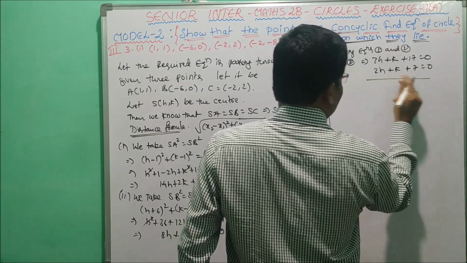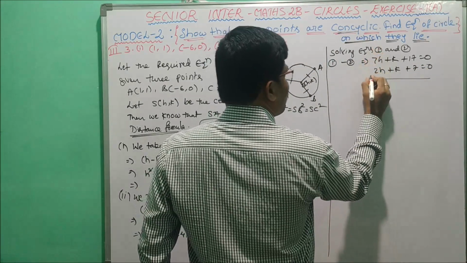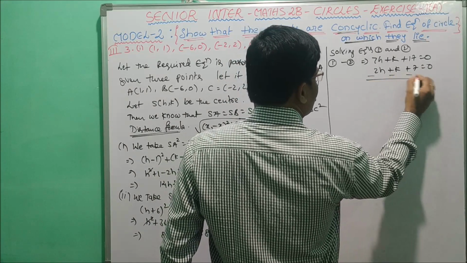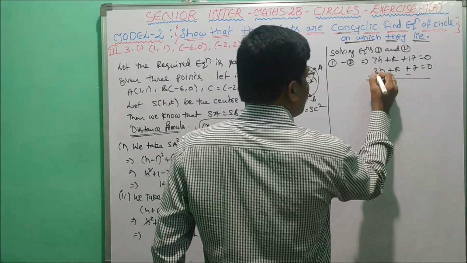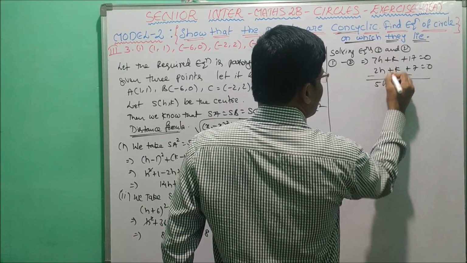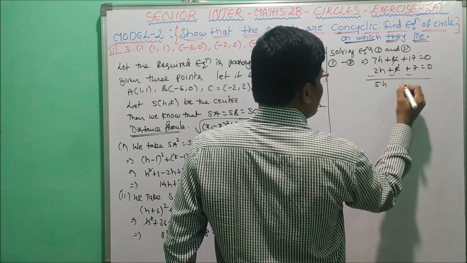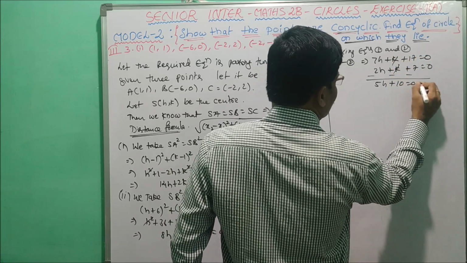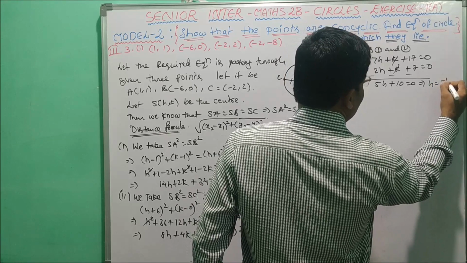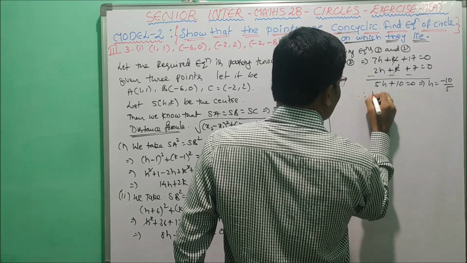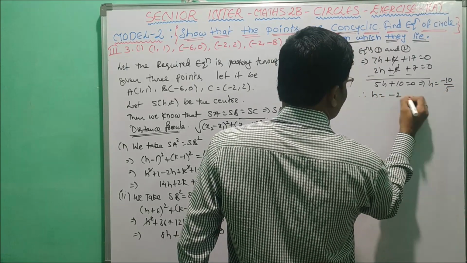Here we subtract this equation from the above equation, so all the signs will be changed. 7 minus 2 is 5h, the k's are cancelled. 17 minus 7 is plus 10 equals 0. Here h equals minus 10 by 5. Therefore h equals minus 2.